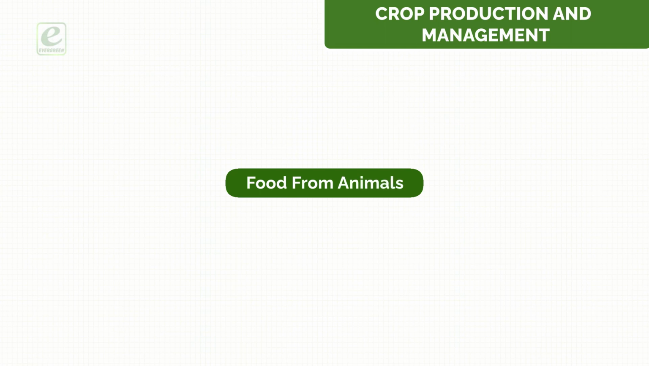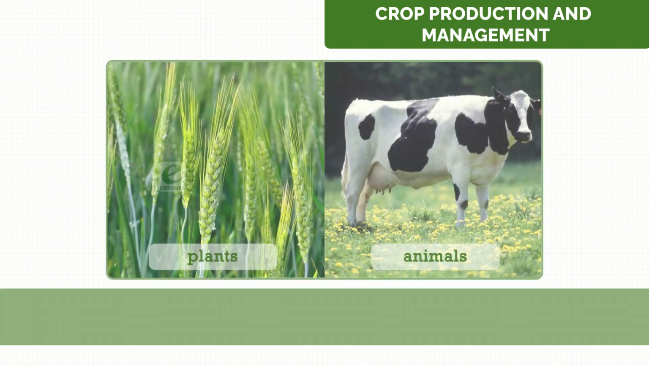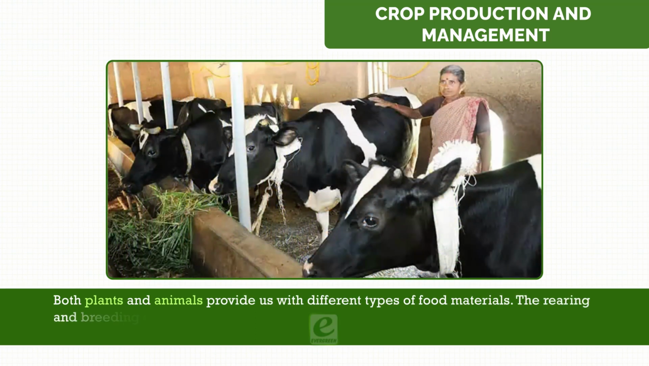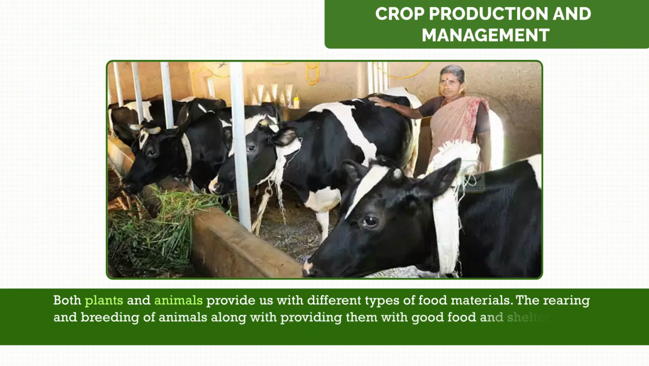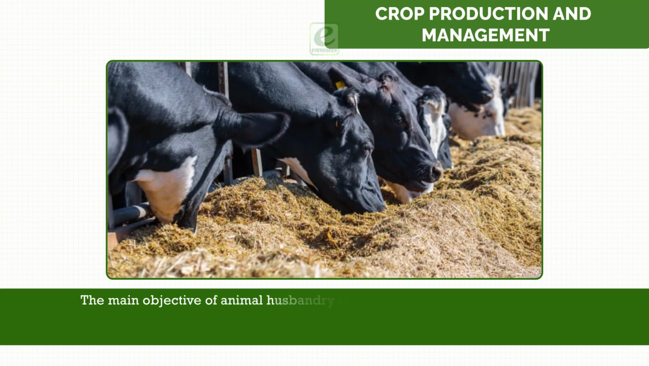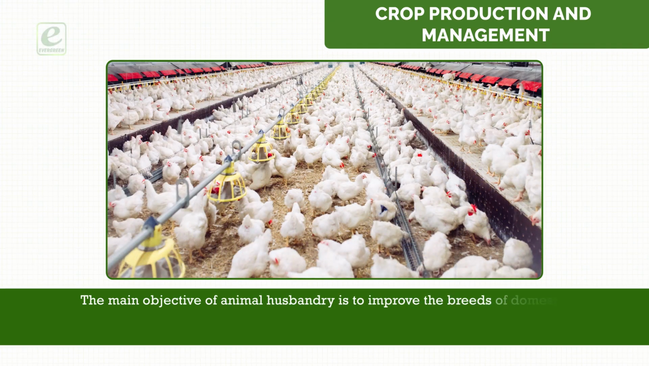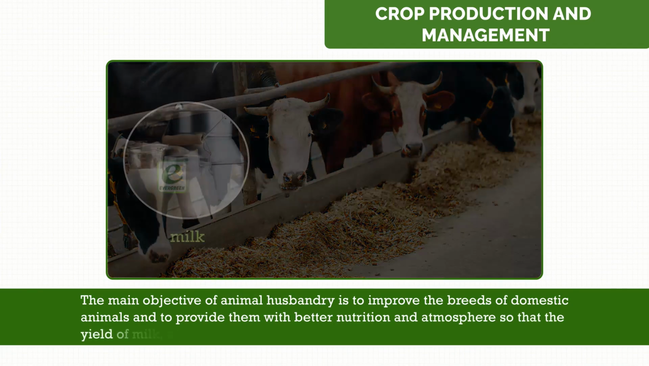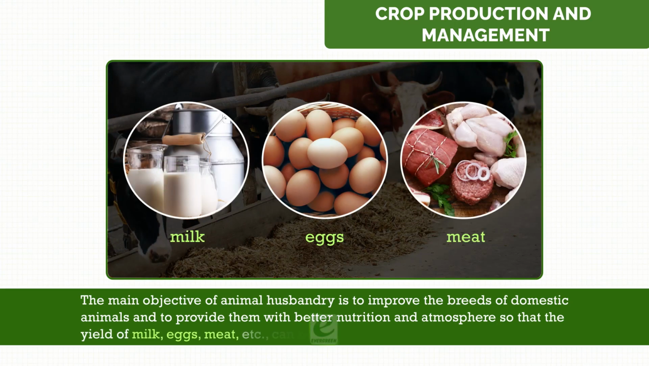Food from animals. Both plants and animals provide us with different types of food materials. The rearing and breeding of animals, along with providing them with good food and shelter, comes under animal husbandry. The main objective of animal husbandry is to improve the breeds of domestic animals and to provide them with better nutrition and atmosphere so that the yield of milk, eggs, meat, etc.